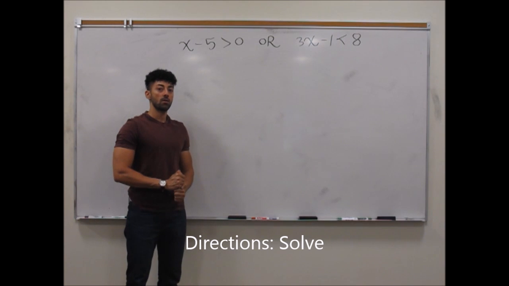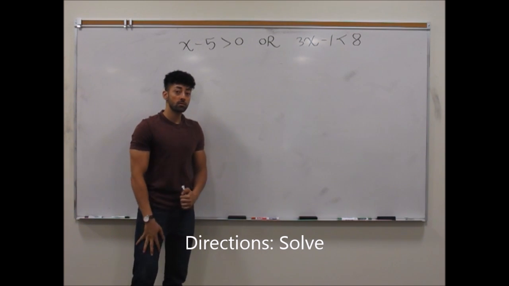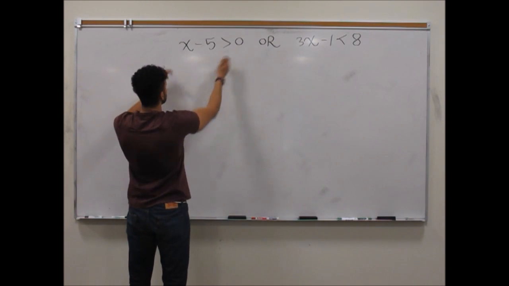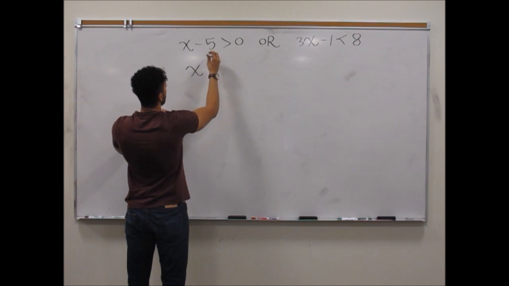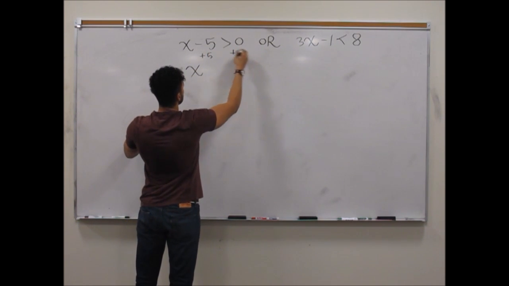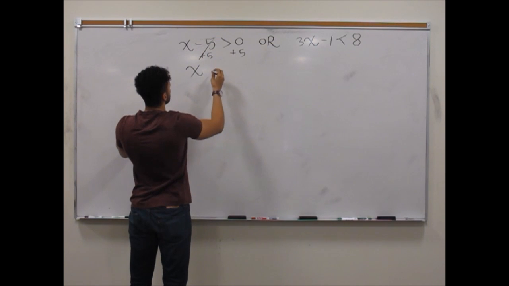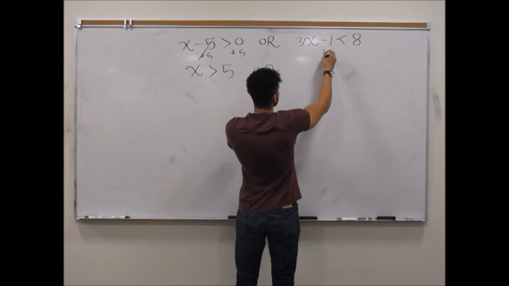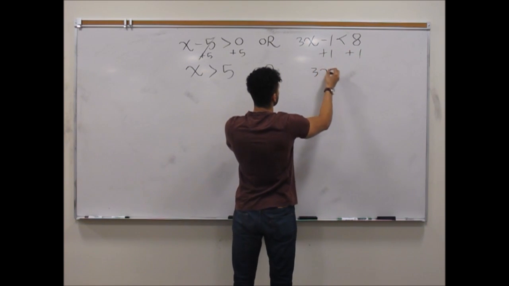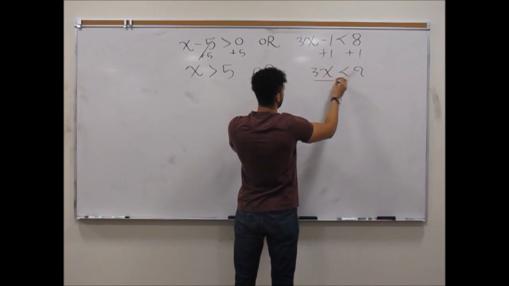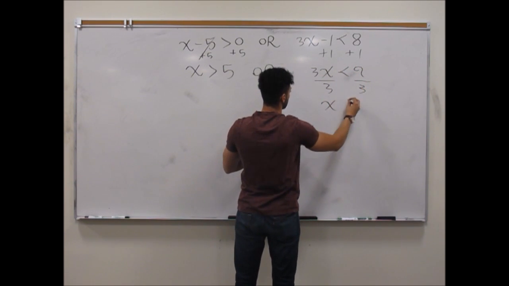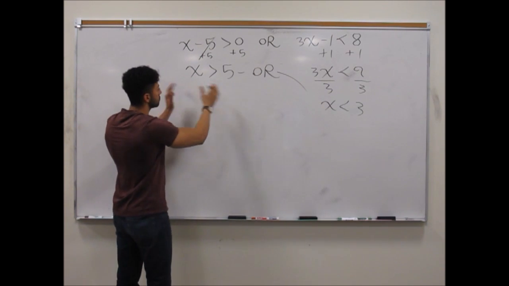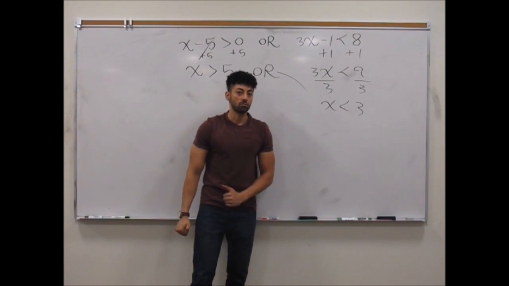Isolation is really the same. So let's just go ahead and isolate it first, and then see what's going on graphically. So isolating this piece, we get that by adding the 5 over on both sides. Here we have 2 steps to do. We have to add 1, and then divide by 3. So we get that x is greater than 5 or x is less than 3.